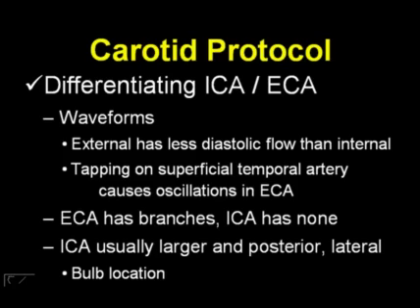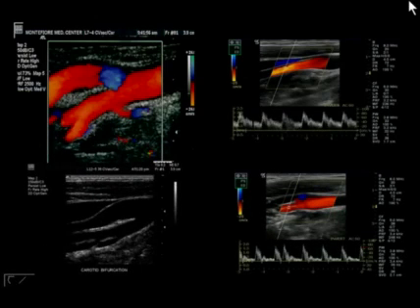The internal carotid artery is usually larger and anatomically is positioned posterior and lateral to the external carotid artery. And typically in most cases when there is a bulb, it will be associated with the origin of the internal carotid artery.